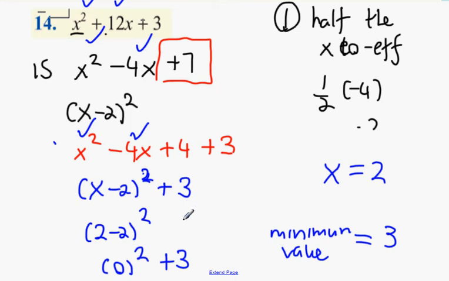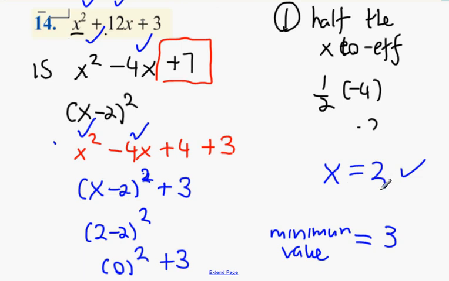The minimum value, to make the value as small as possible, a square is never negative. So this x minus 2 squared, a square is never negative. So the smallest value you can hope for that to be is 0. So you have to figure out what number goes in for x to turn it into a 0. x minus 2 has to be 0. Therefore x must be 2. That's why the answer for the first part is x equals 2.